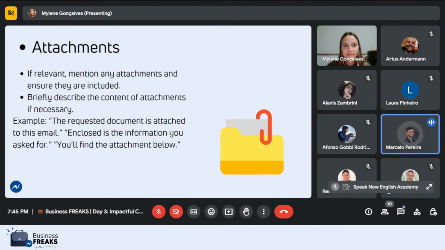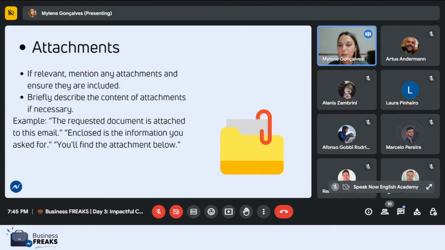If relevant, mention any attachments and ensure they are included. Briefly describe the content of attachments if necessary. Example: the requested document is attached to this email. Enclosed is the information you asked for, or you will find the attachment below.